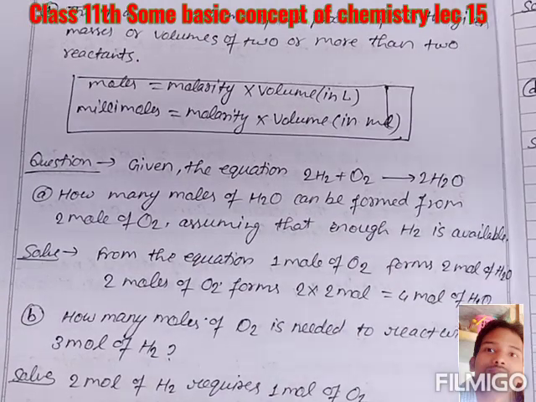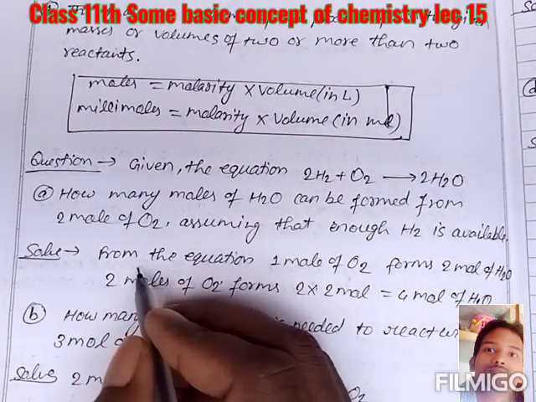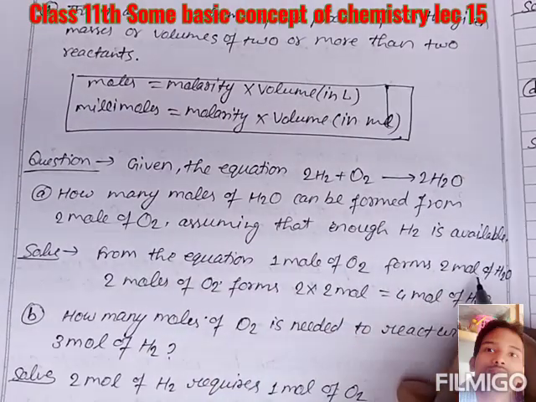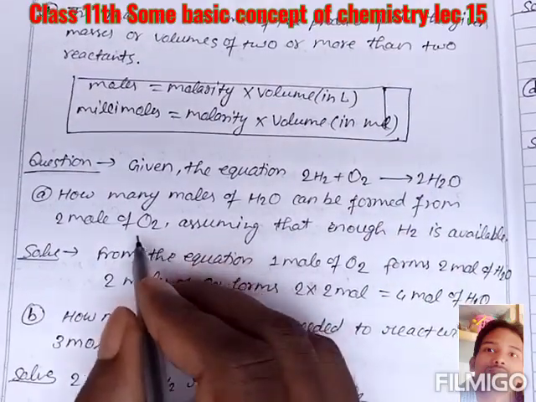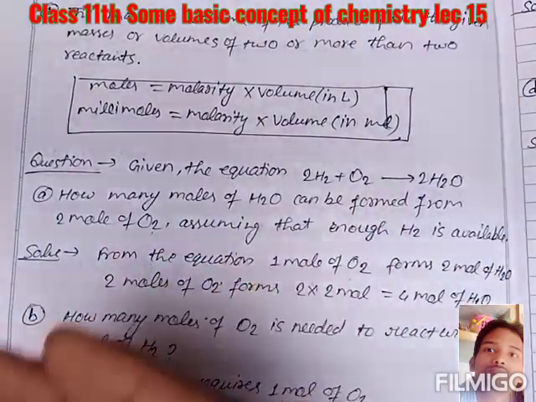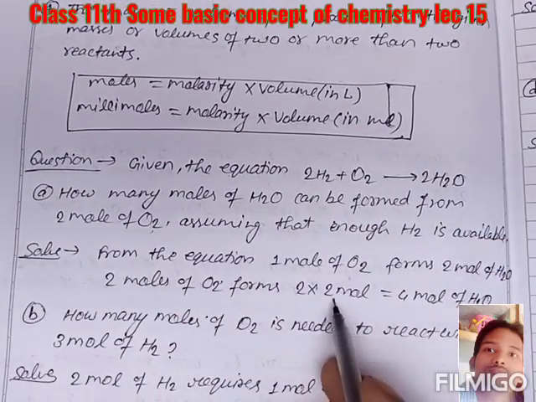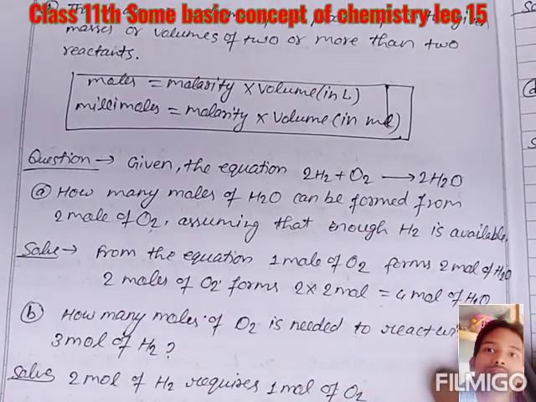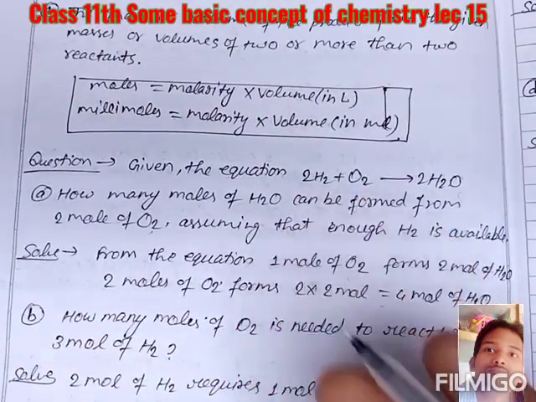Now we are going to solve these problems from the equation. 1 mole of O2 forms 2 moles of water. If the question gives 2 moles of O2, then how many moles of water will be formed? 2 moles of O2 forms 2 into 2 moles of water, that is 4 moles of water formed. Easily you can solve it by the stoichiometric coefficient.